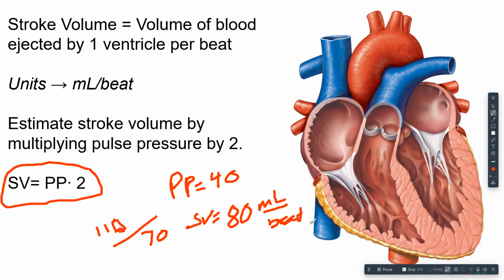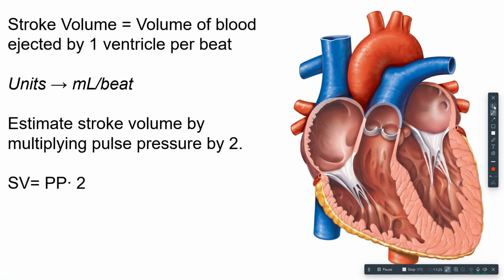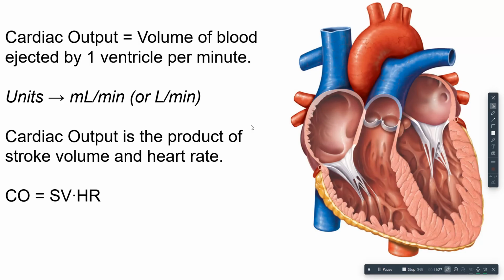And of course, the two ventricles are going to average the same stroke volumes. All right, once I've estimated stroke volume, and I already measured heart rate, then I can estimate cardiac output by multiplying stroke volume times heart rate.